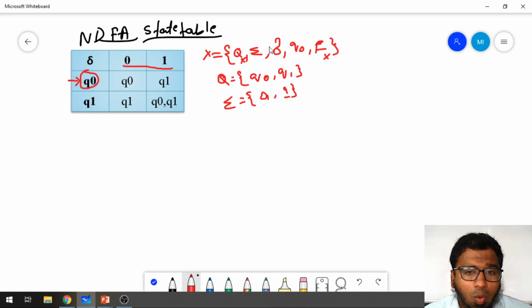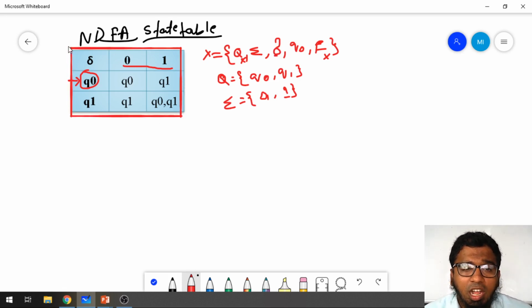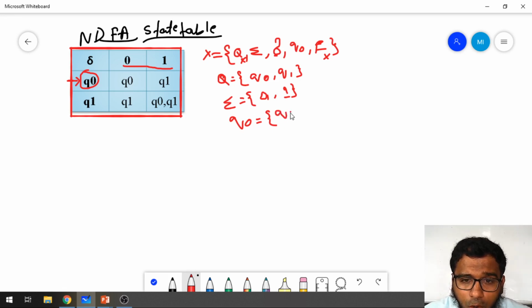Okay. Next, what is delta? This is a delta. We have a table, a transition table. Next, q0. What is q0? Q0 is the initial state, marked with this arrow. Our initial state is Q0.